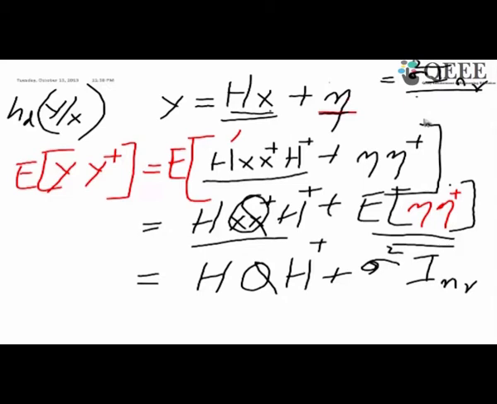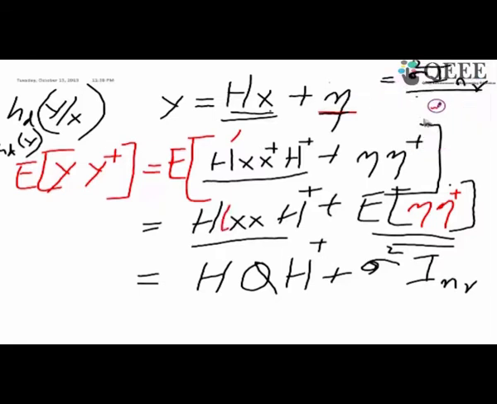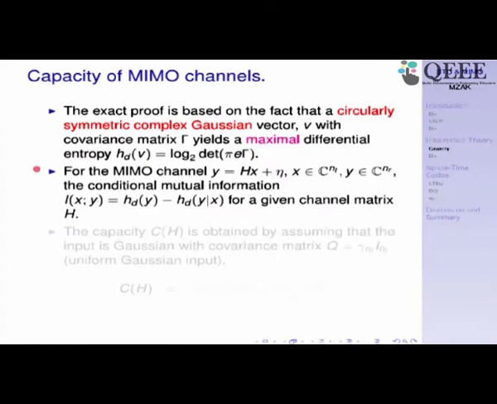What you have in the second case is h(Y), the differential entropy of Y. This is the general case; the slide has a typo here. Because this is an expectation, it goes inside, and if we define Q as the covariance of the input, then this is the differential entropy of Y.